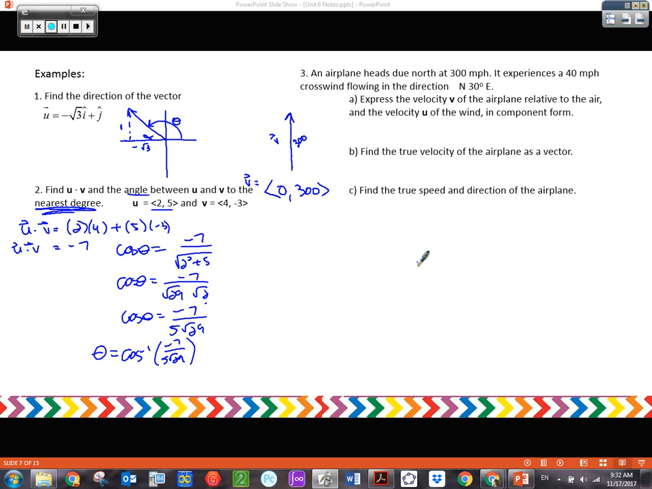All right, let's work on vector U, the crosswind vector. It's going in the direction north 30 degrees east. Okay, so let's draw our north line. So northeast, right? It's going northeast. So we're going like this. And yes, we're measuring from the vertical because we're in context.